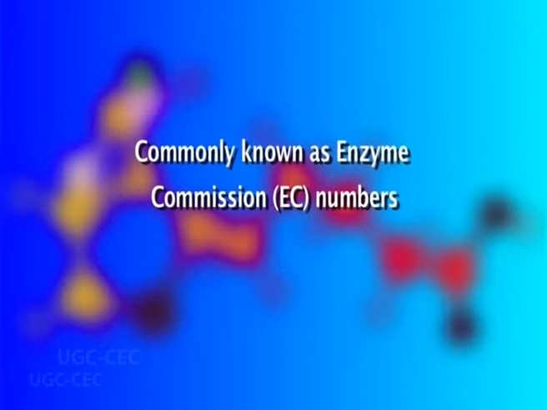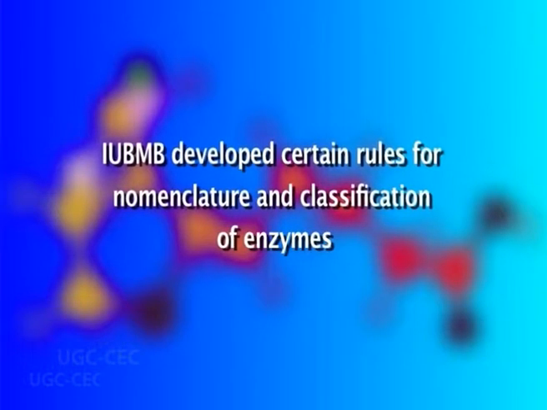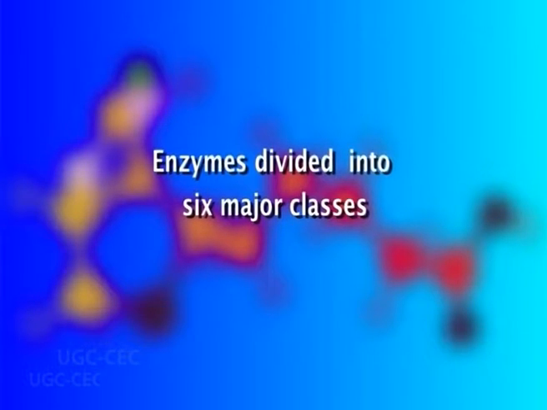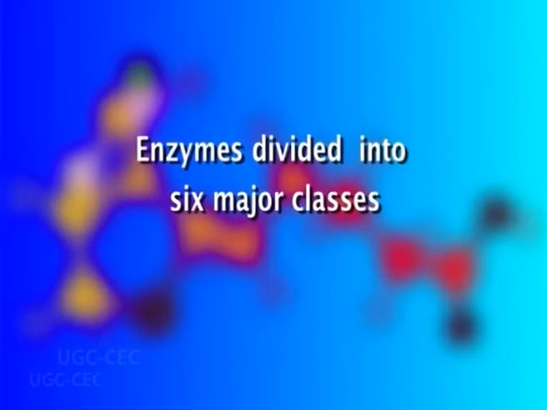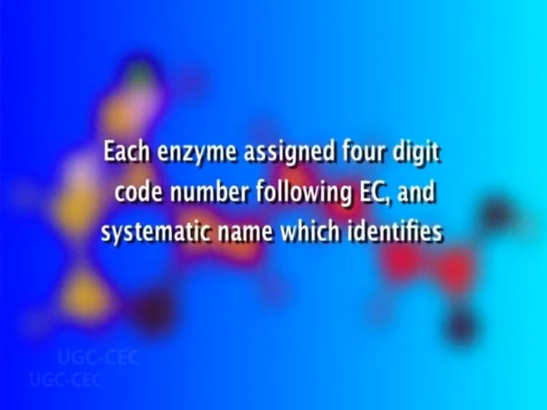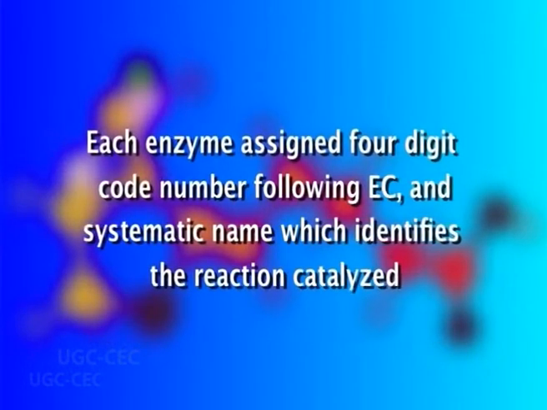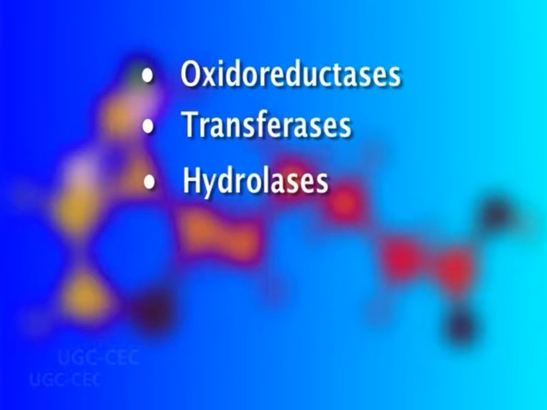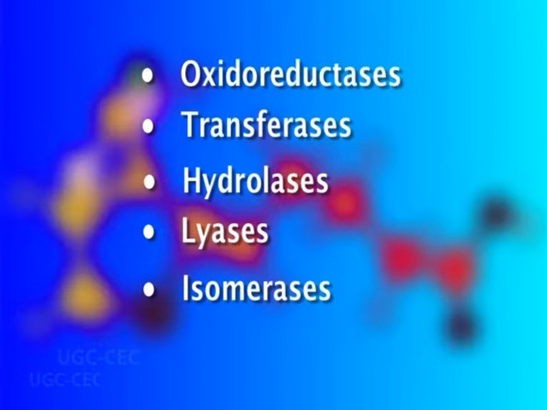Nomenclature system of enzymes, commonly known as enzyme commission numbers. It developed certain rules for nomenclature and classification of enzymes. The system divided enzymes into 6 classes, each with subclasses and sub-subclasses on the basis of the reaction catalyzed. According to standard nomenclature, each enzyme is assigned a 4-digit code number following the abbreviation EC and a systematic name which identifies the reaction catalyzed by it. The 6 classes of enzymes are oxidoreductases, transferases, hydrolases, lyases, isomerases, and ligases.